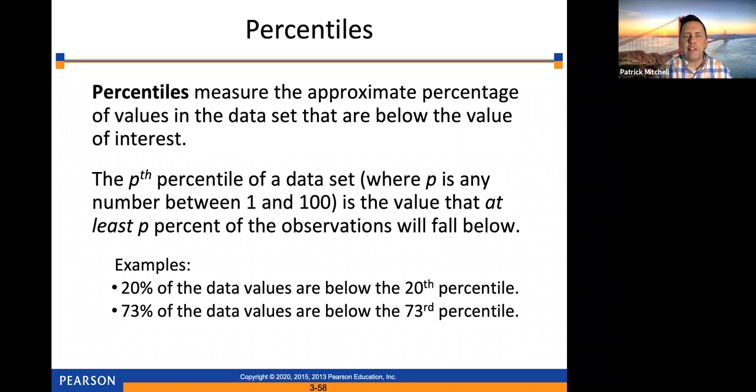I always feel like sticking a specific number in there will help it make more sense than when I say something like, the pth percentile of a data set, where p is any number between 1 and 100, is the value that at least p% of the observations will fall below. So if you stick an 85 in there, the 85th percentile would be the value that at least 85% of the observations will fall below. And you see some other examples here. 20% of data values are below the 20th percentile. 73% of data values are below the 73rd percentile.